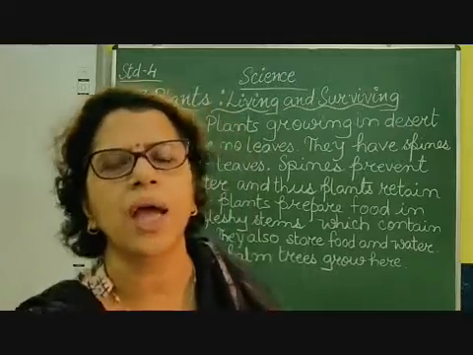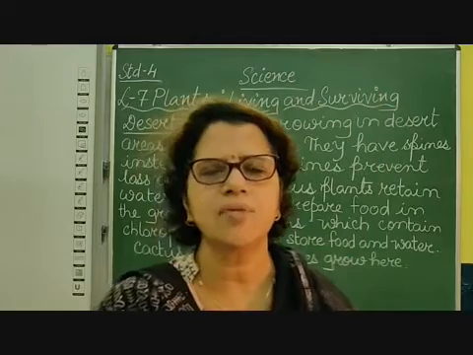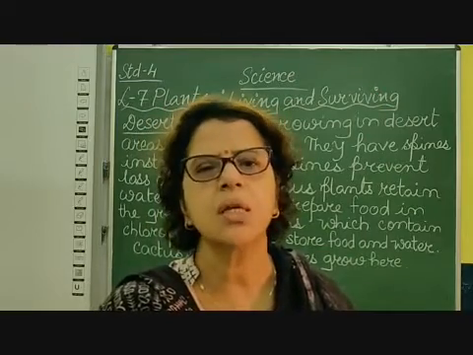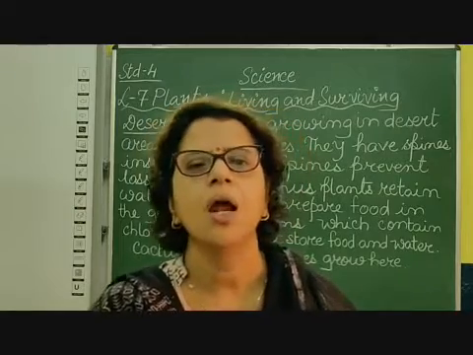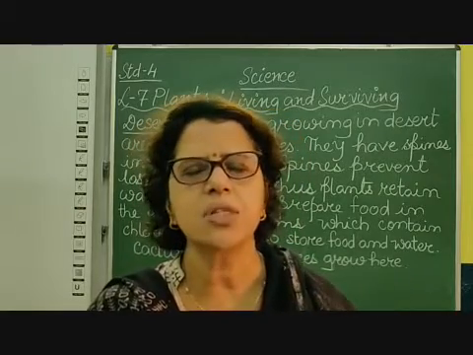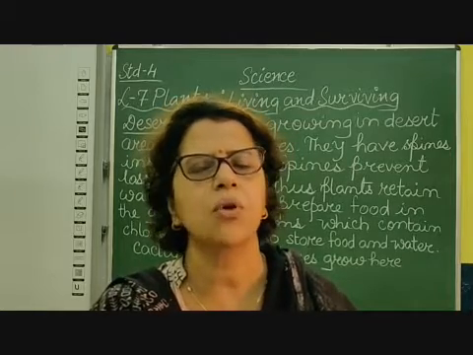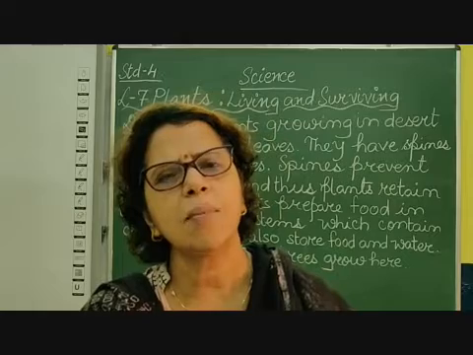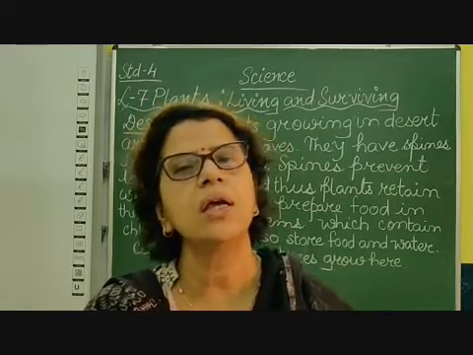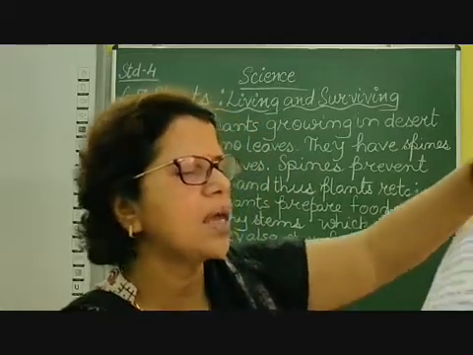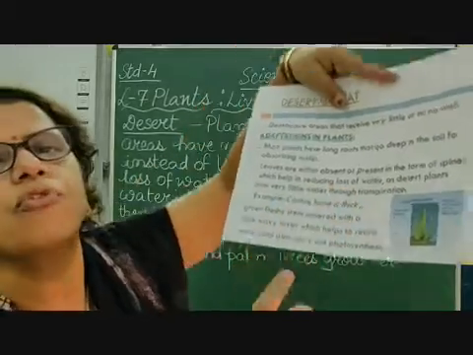Now, as we know, during the process of photosynthesis, the leaves give out oxygen and they also give out water vapor in the form of transpiration. In the desert area, this transpiration is not done because they don't have leaves, or some plants which grow in the desert area have spines, and these spines actually reduce the loss of water.